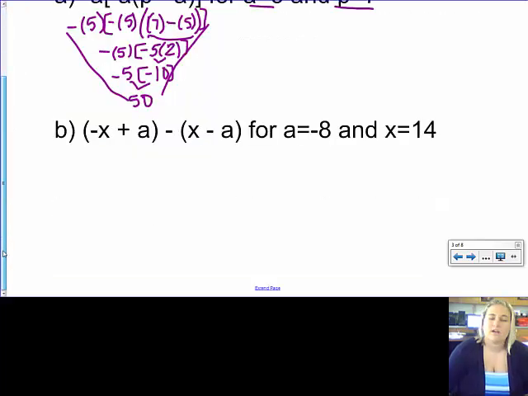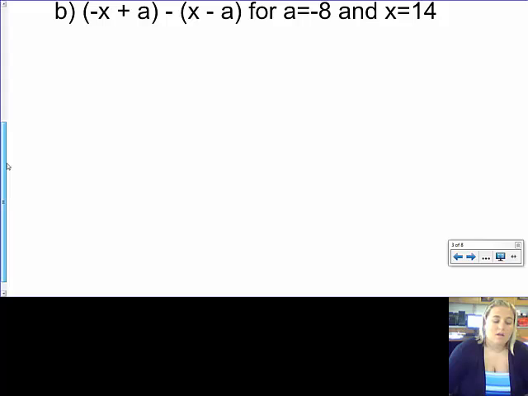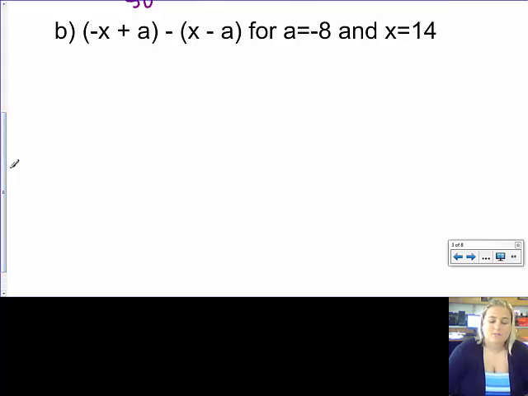On example B, it's the exact same thing. I would like for you to go ahead and pause and try and do this one on your own, just to see if you make any mistakes. So go ahead and pause, and we'll go over it together in a moment.